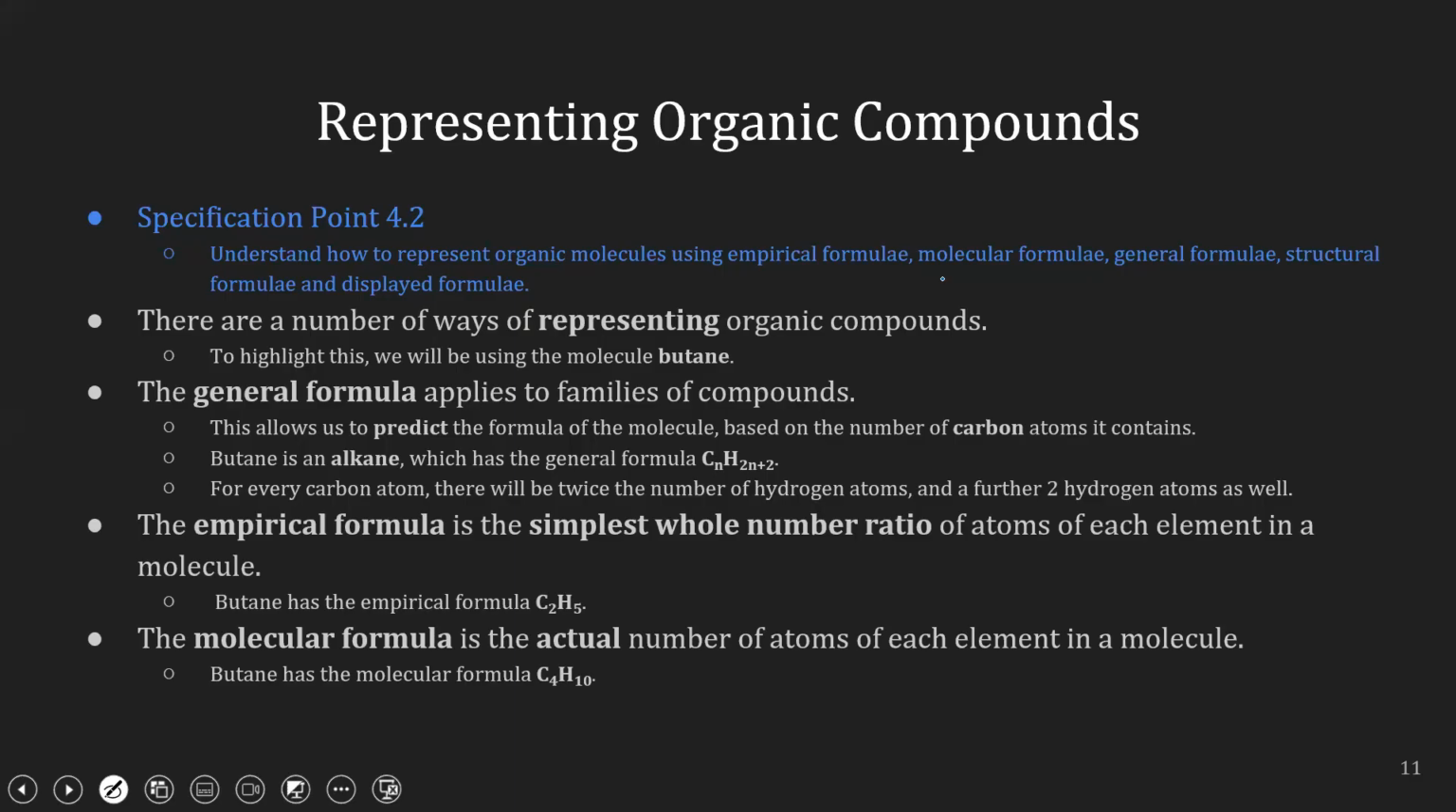Then the syllabus focuses on organic compounds, how to label them, how to show them, because as mentioned, it's a huge chemistry and an ever-growing chemistry. Now, our syllabus specification point 4.2 is there. It says that you have to make a method to show the organic compounds in a form where you can discuss them and write their reactions, like their empirical formula, molecular formula, and other formulas. So let's make our next discussion.